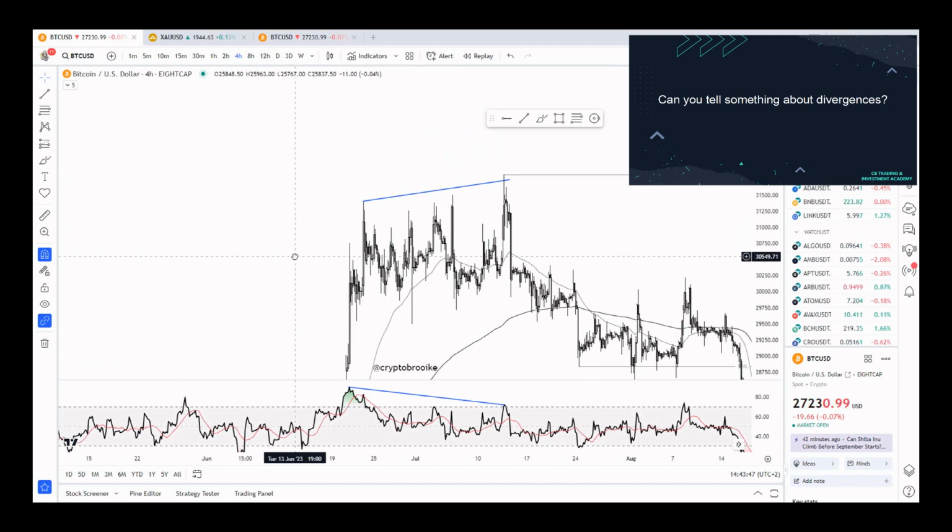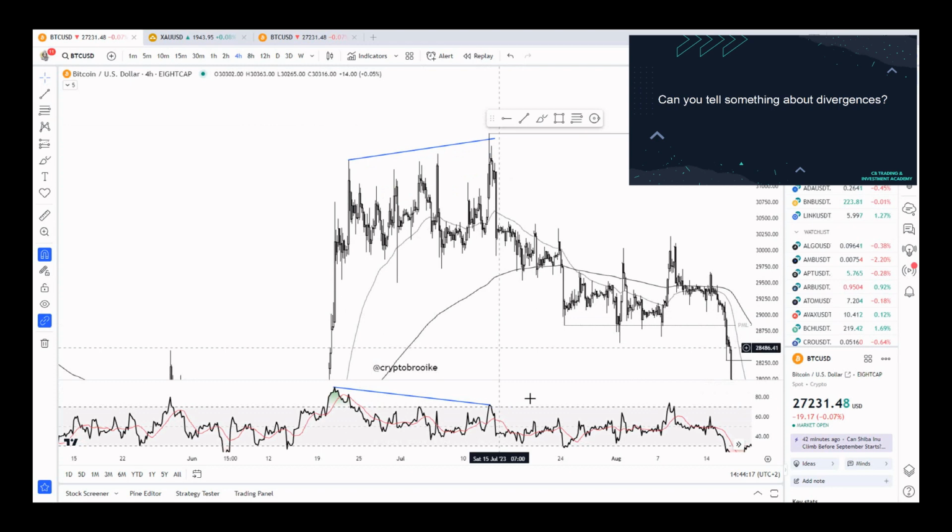So what you should take into consideration, or how to memorize it best, is for a bearish divergence, and I will not go into hidden ones, you always look at the highs. So you draw a trend line from high to high, and on the RSI also from high to high. And if that diverges, that means you're having a bearish divergence.